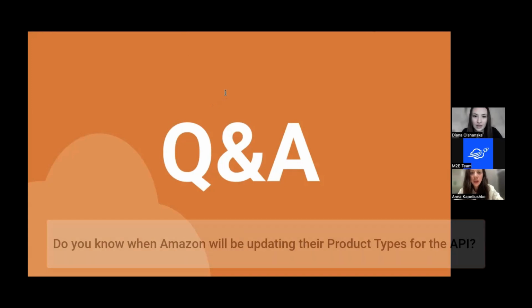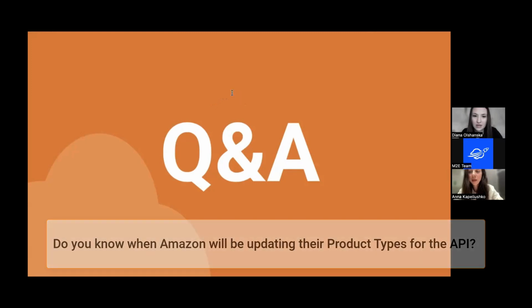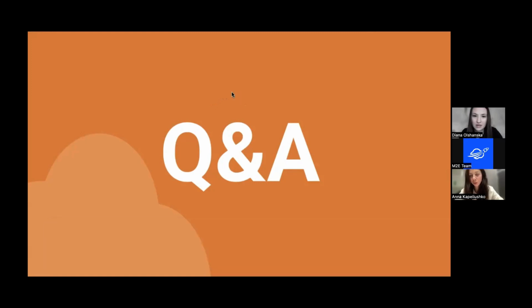Do you know when Amazon will be updating their product types from API? Currently, e-journals are not included in the API. That's the big question, and thank you for bringing it up. I think there might be more people who are waiting for new product types to be added.